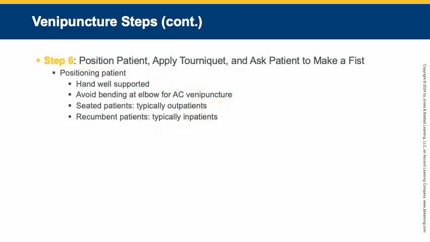Step 6, position your patient, apply the tourniquet, ask the patient to make a fist. Make sure their hand is well supported. Avoid bending at the elbow for AC procedures. Seated patients, typically those are your outpatients. Recumbent patients, those are the ones laying back. Those are typically your inpatients.